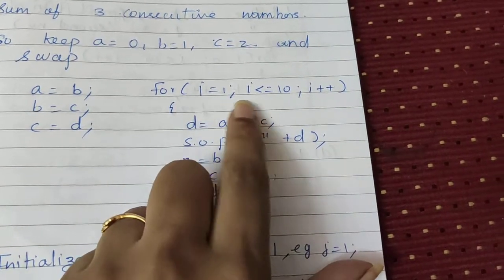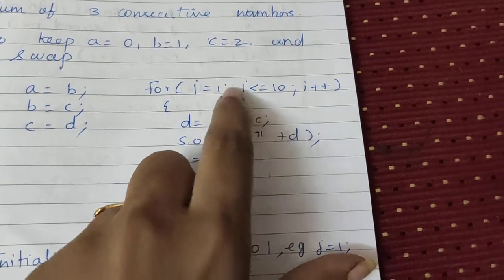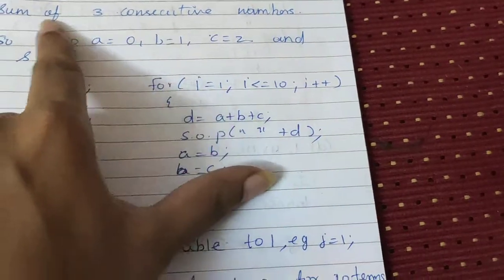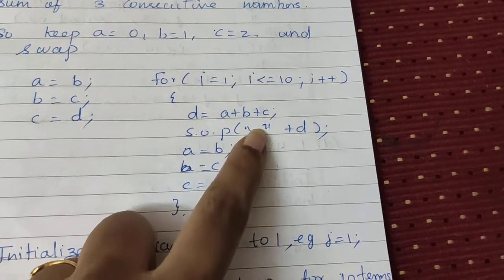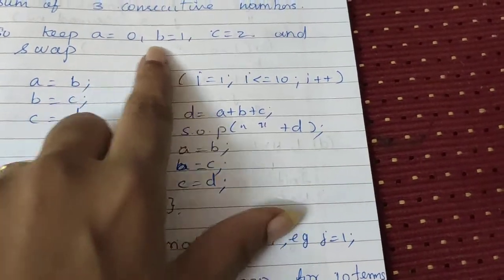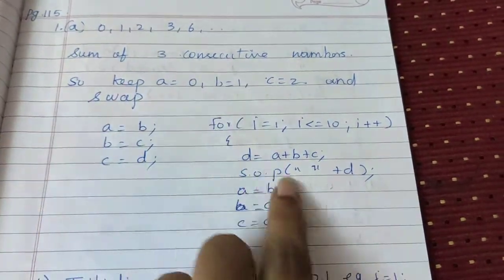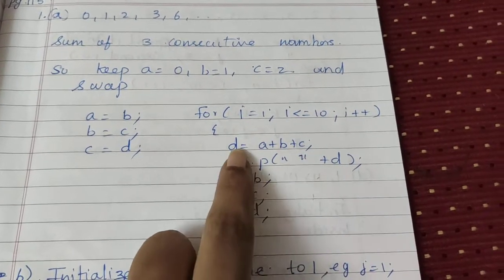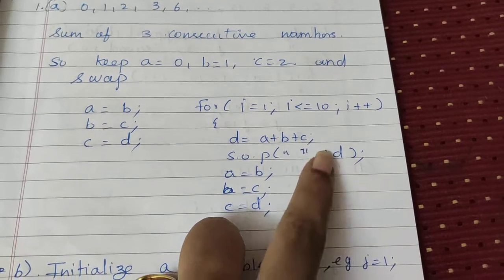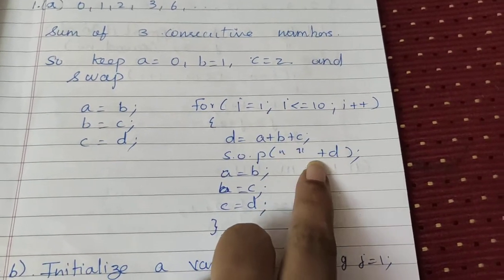If i is equal to 0 and less than or equal to 10, this is for printing 10 terms of such a series. So i plus plus, and d is equal to a plus b plus c. That is, the fourth number will be a plus b plus c.